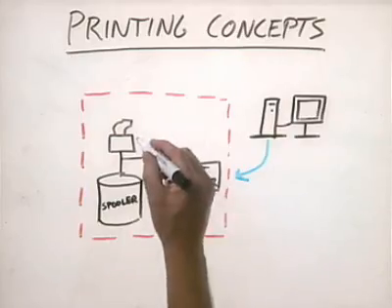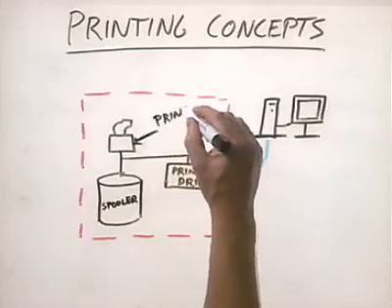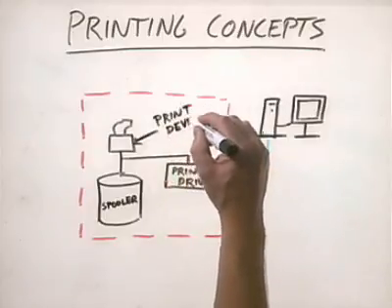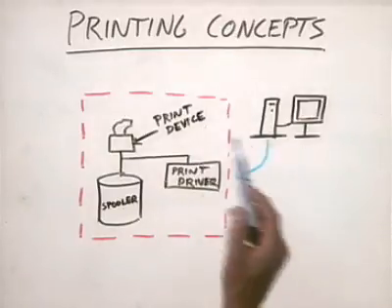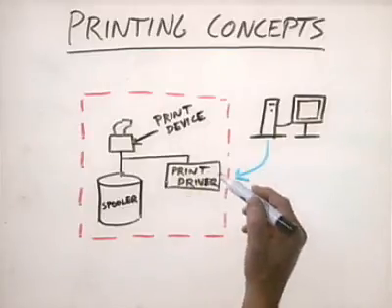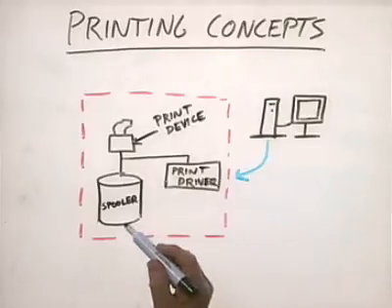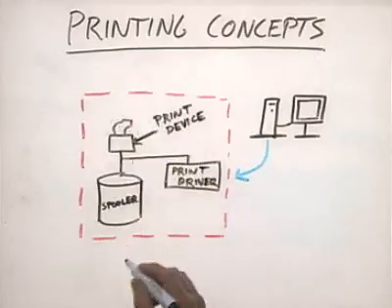The physical printer itself, the actual printer, is called the print device. As far as Windows XP is concerned, we still call it a printer, of course. But as far as Windows XP is concerned, that is a print device. The print device works hand in hand with the print driver and the spooler. All of these components work together into a logical printer.